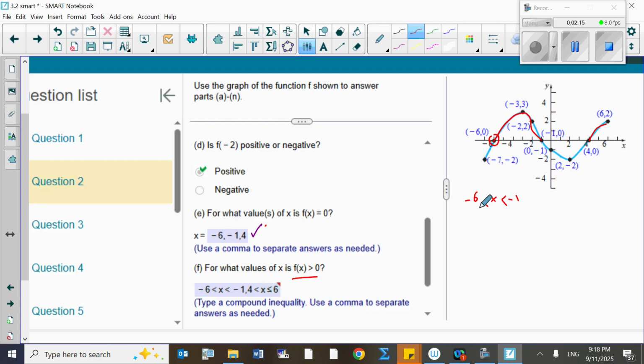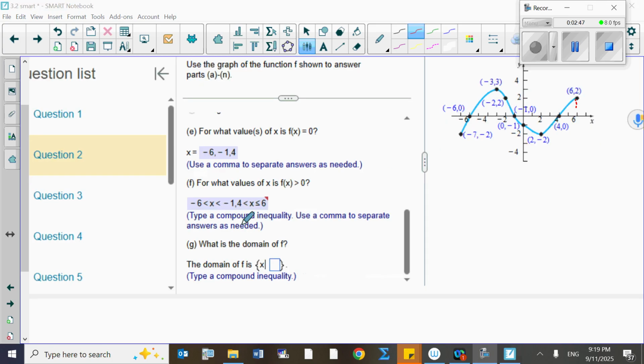I'm not going to put an equal sign because right at x equal to -6, the value of the function is 0. It's not greater than 0. And the same for this one. The second part starts from 4 and ends at 6. So x is between these two values. Again, for 4, I don't put an equal sign, but for 6, I will, because at x equal to 6, the y value is equal to 2.